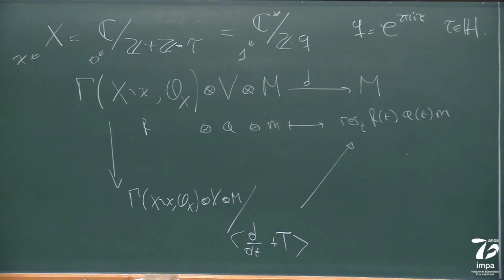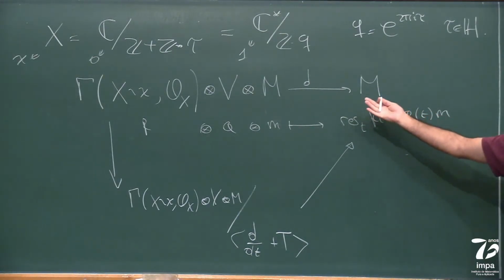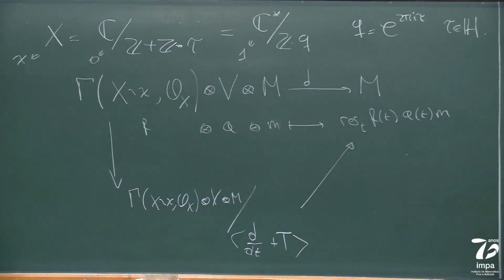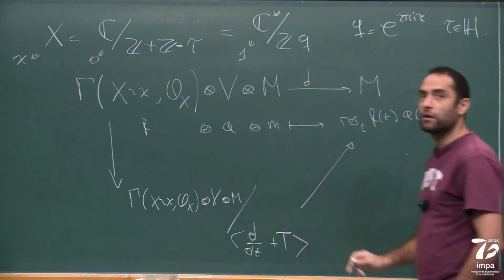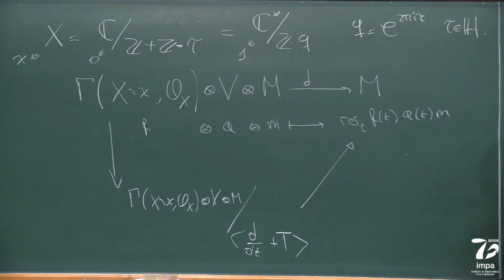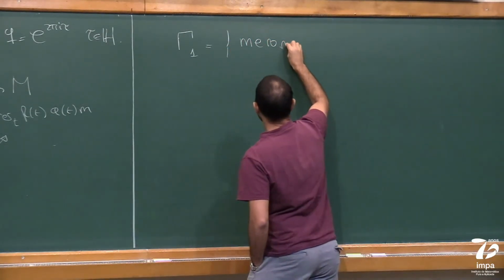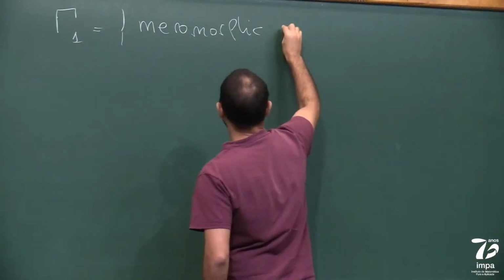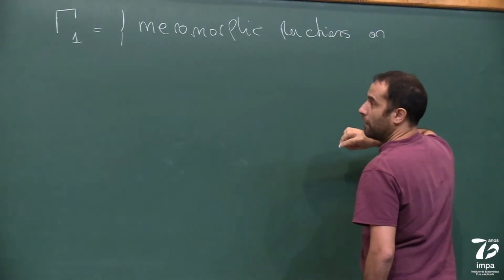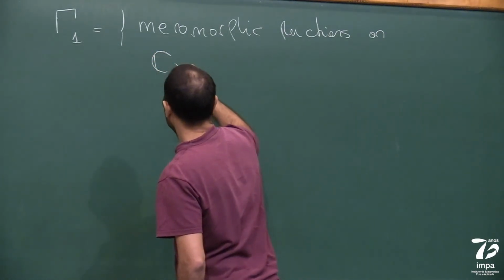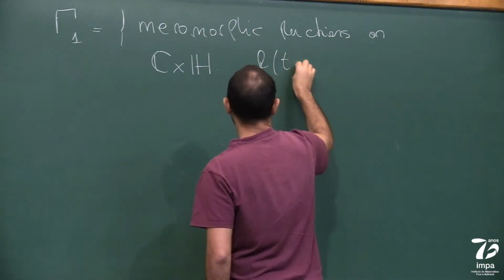So how do I do this? Well, I'm going to replace this m by functions from the upper half plane to m, holomorphic functions into this m. Okay? And I'm going to replace this space by a different one, considering all taus at the same time. So let me define gamma 1 to be meromorphic functions on C times H. So these are going to be functions of t and tau.